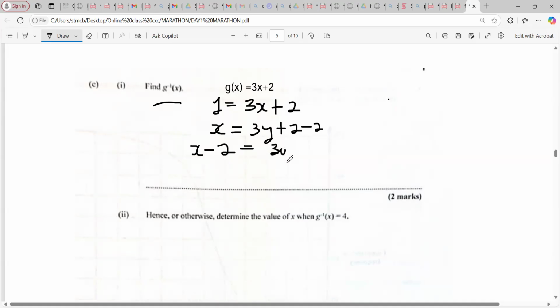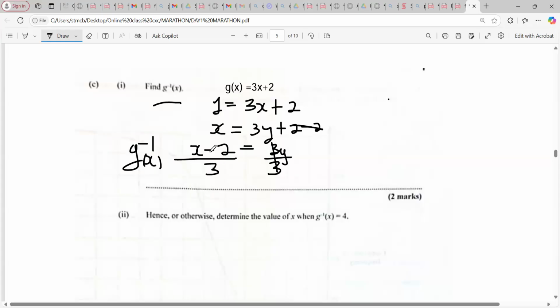So the final step, we divide by 3, which is the opposite of times. So this will be the inverse of g: x minus 2 over 3. But they further went on and say "hence or otherwise".